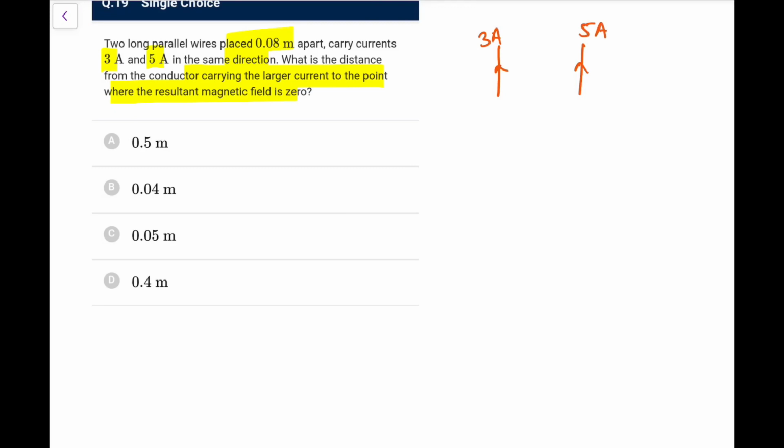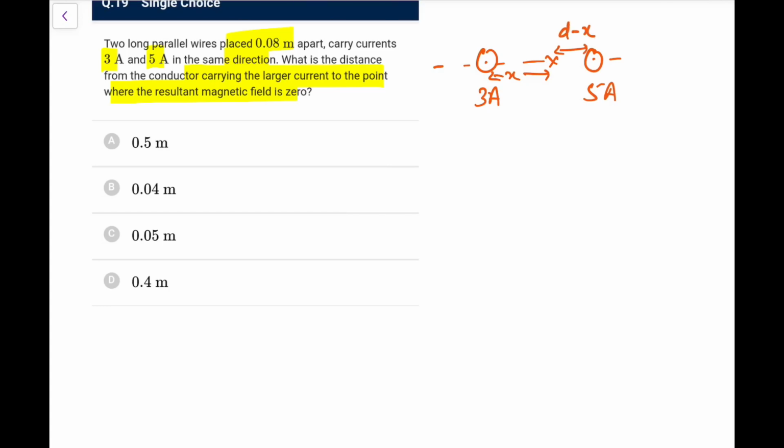Okay, carrying the larger where the magnetic field is 0. So the magnetic field becomes 0 at which point? Better I draw them like this. Let's say both are carrying 3 ampere and 5 ampere. This would be better for me. Now this is the point where the field is 0. Let's assume it would be closer to the 3. Let's say this distance is x, this would be d minus x.